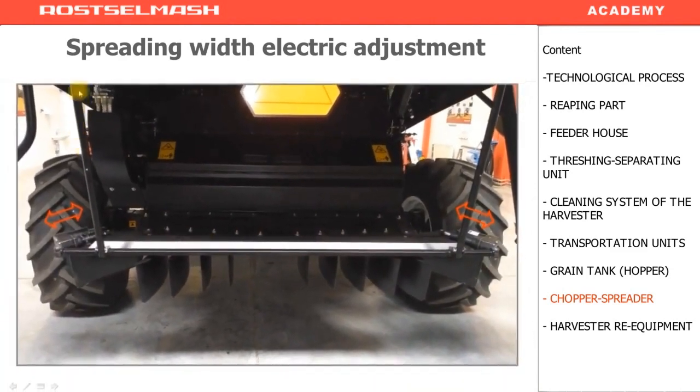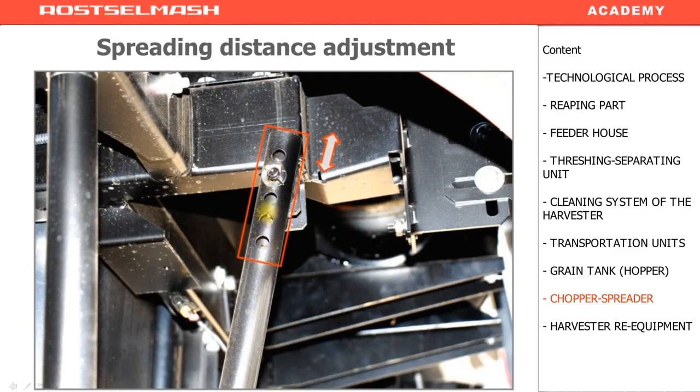Also, these rods help us to adjust the spreading distance. By changing the length of the rods, you either lift or lower this part. The higher you lift it, the bigger is the spreading distance. If you lower it, the spreading distance gets shorter. In the upper section of these rods, there are holes. You lift or lower the rods using these holes.